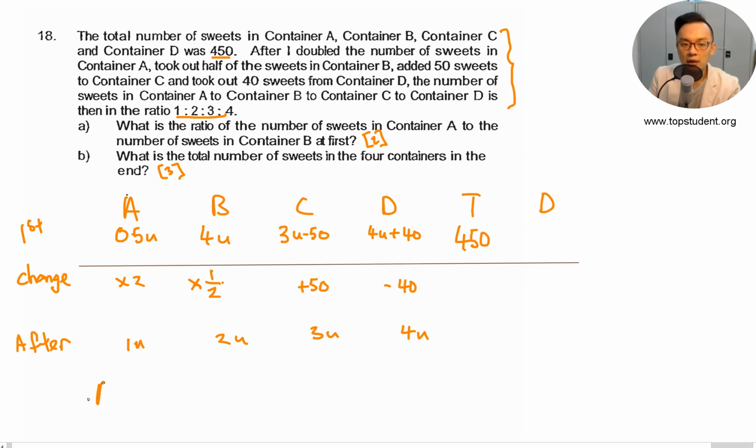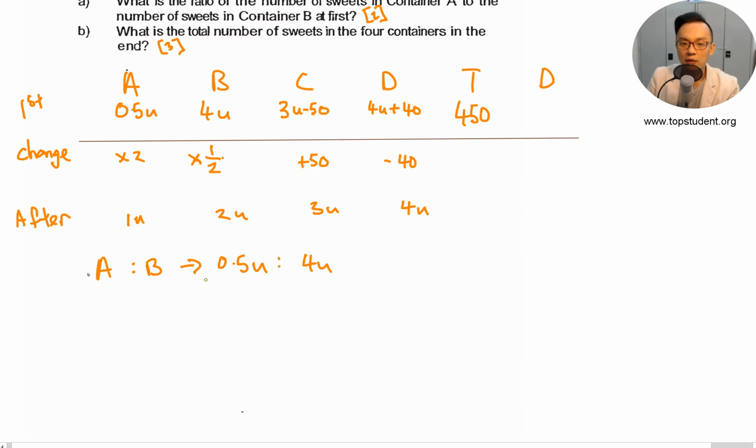So it's actually A is to B is 0.5U is to 4U. So your teachers don't like 0.5, they like 1U, so you times 2 and you times 2 because 1 is to 8. So the ratio of sweets of A is to B is 1:8. And if I want to make this into a structure of its own, I will recopy this 0.5, and this is 4, and this is times 2 times 2, and this is 1:8. Okay, so that's your A is to B.